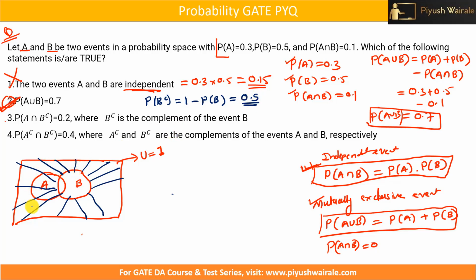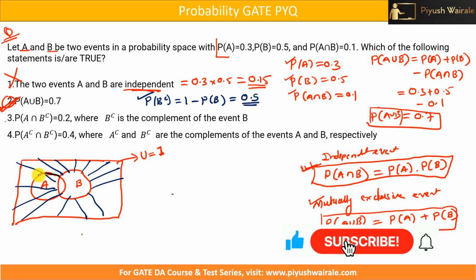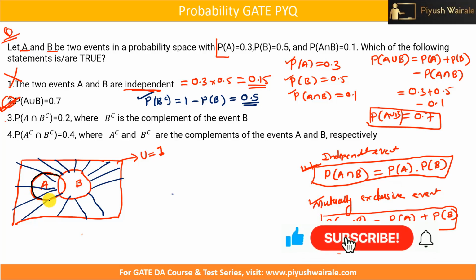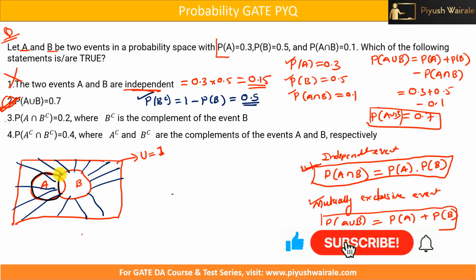Now, if you observe this shaded part, its probability is 0.5. And we want A intersection B complement. Now what is A intersection B complement here? If you observe closely, A intersection B complement is what? This one.